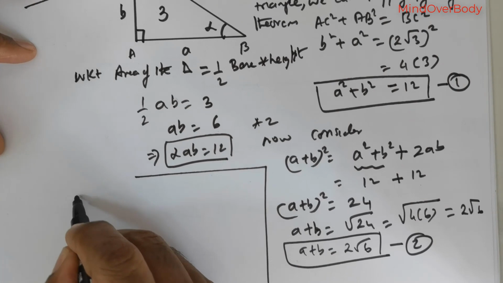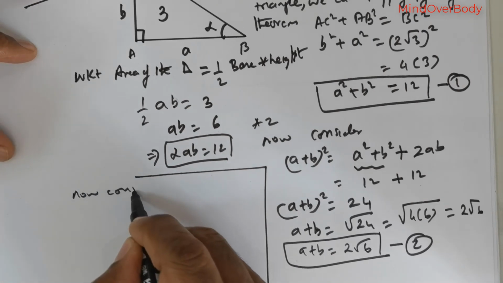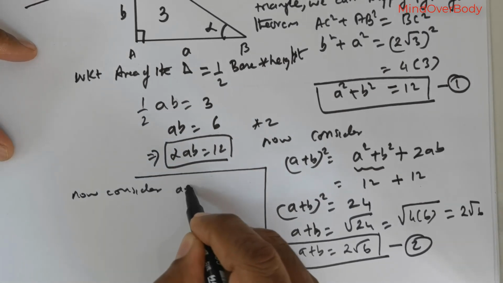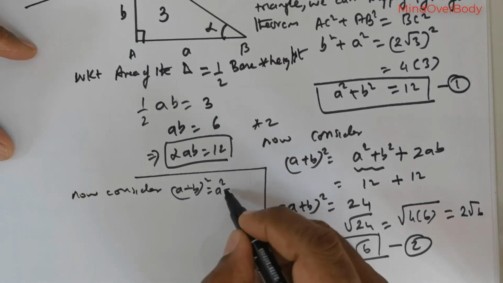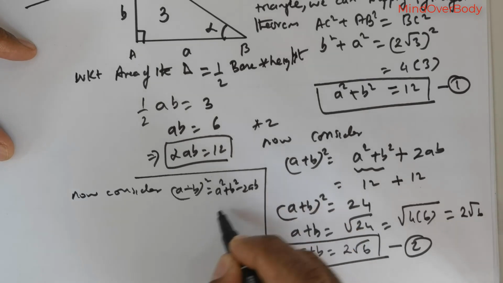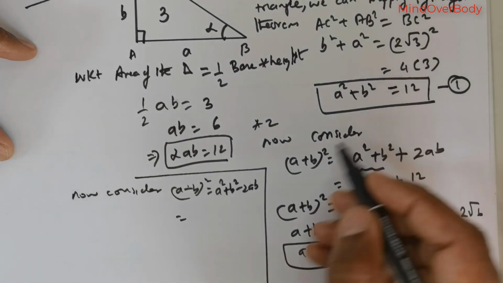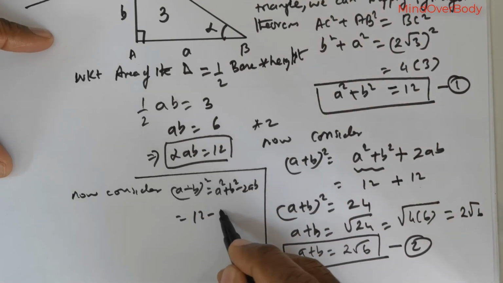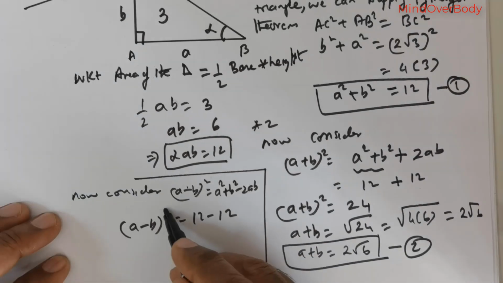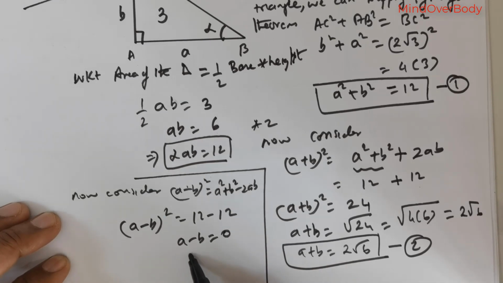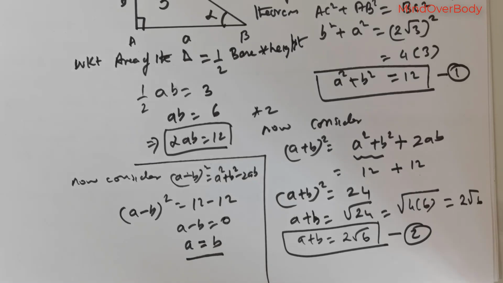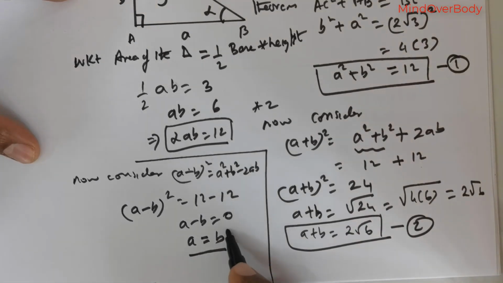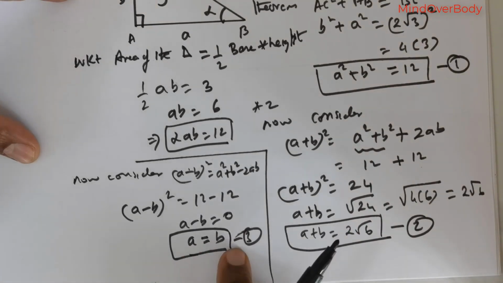Now consider A negative B raised to the power of 2, which is A squared positive B squared negative 2AB. So A squared positive B squared, that's 12. Negative 2AB, you're getting 12, so 12 minus 12 is equal to 0. So A negative B is equal to 0. Therefore A is equal to B. So let me take this as 3. Now A is equal to B.